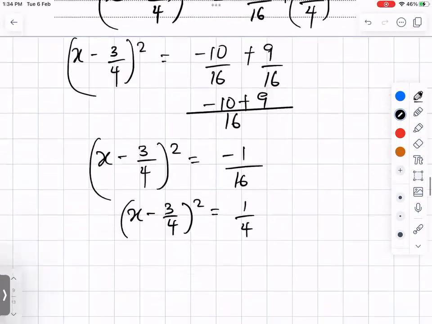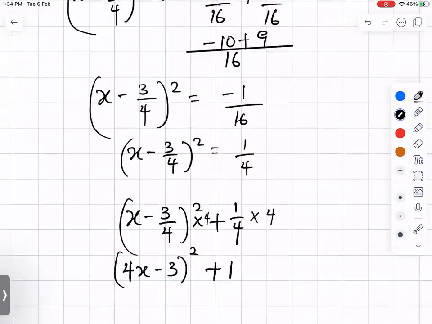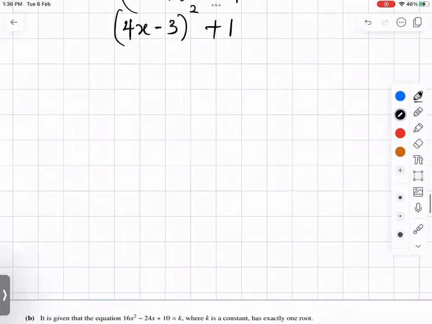So bringing it to the other side, this gives (x minus 3 over 4) squared plus 1 over 4. I want to multiply all through by 4. So this gives 4x minus 3. Remember, our question says in the form of this plus 1. So this is what we have as our answer for this equation. It's easy. This is using completing the square. So this is the answer for our equation.